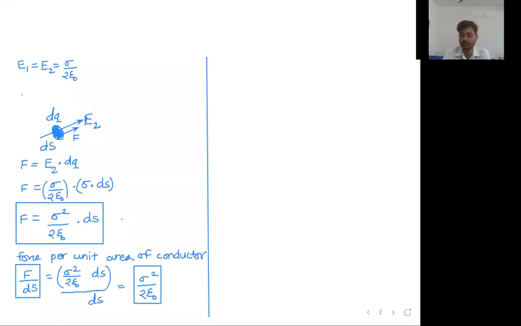Tell me. A doubt has come up: we proved it for the small area, and what about the complete area? Sigma is what? Sigma is the local surface charge density, the charge per unit area at that point. Sigma square upon 2 epsilon 0 gives you force per unit area.